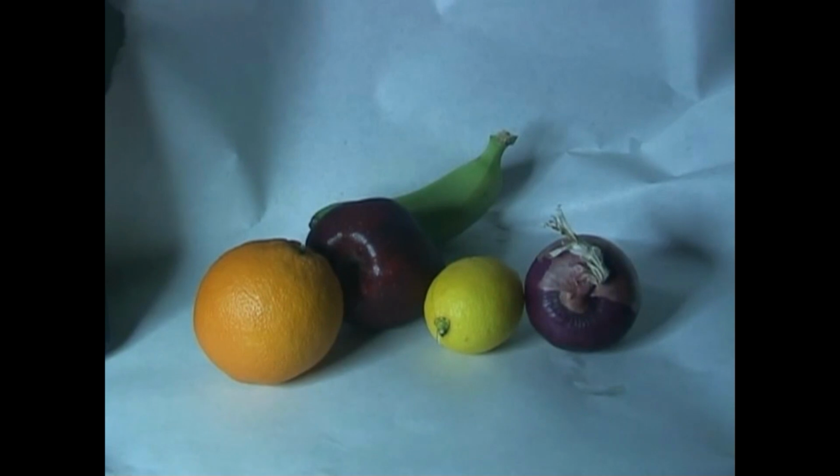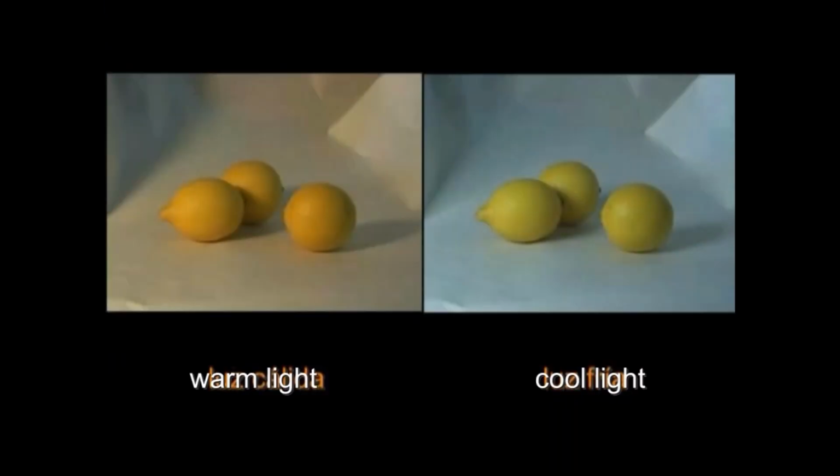Look at the three lemons on the left. They are illuminated by a warm light, while the lemons on the right are illuminated by a cool light. Notice the influence of the light on the color of the lemons. The warm light gives an orange hue to the lemons, while the cool light gives the lemons a bluish hue.